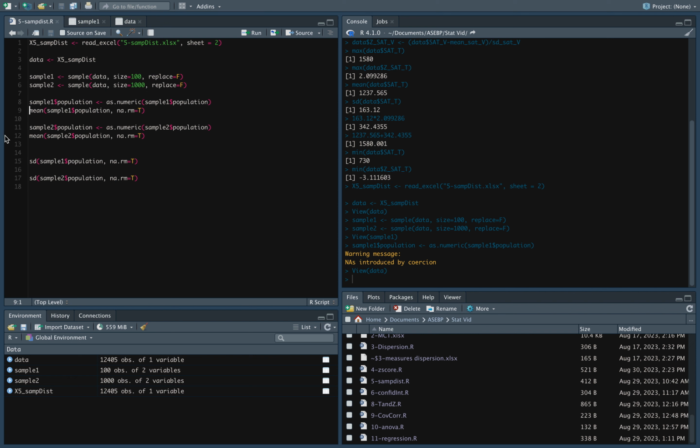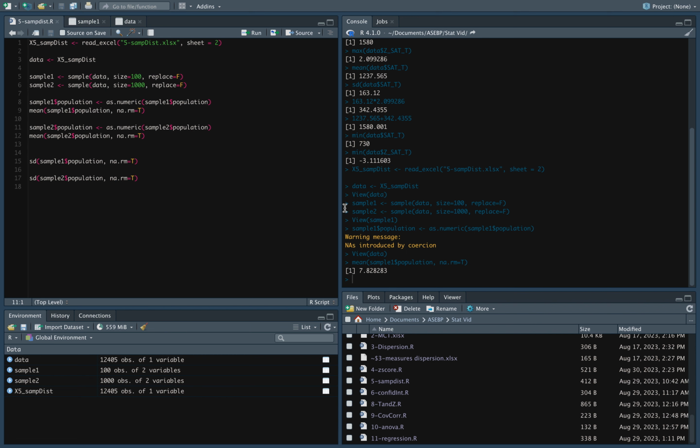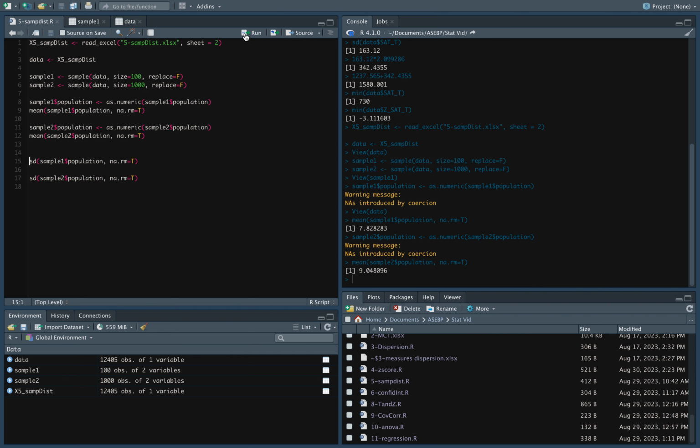And what we can do is find the average of sample 1, and this na.rm argument just tells R to ignore anything in the data that's weird, missing, or has a value of NA. So if we run this, the mean of our first random sample is about 7.8. And we do the same thing for sample 2 and find the mean of sample 2.